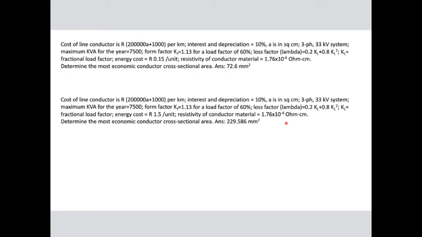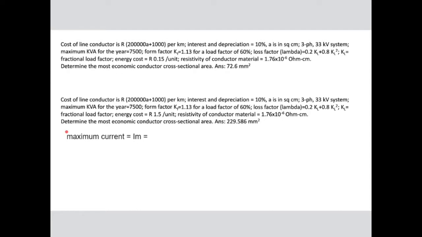We have to find out the most economical cross-sectional area of the conductor. Is that okay? If you have anything that you did not pick up here, please let me know. We can go to the first step. So the first step is to calculate the current. It's going to be IM, because it's the maximum kVA. We get current from the kVA, and because it is maximum kVA, we get maximum current.